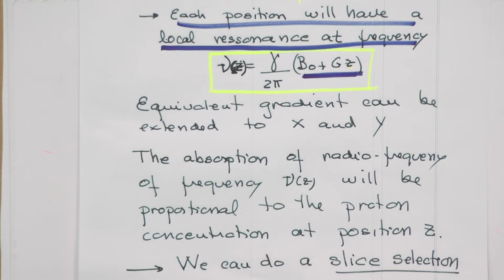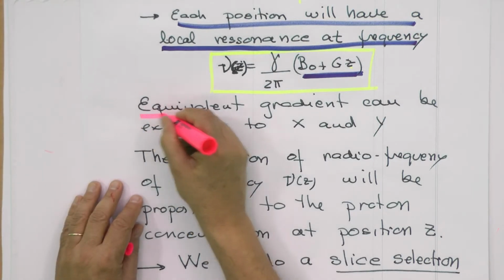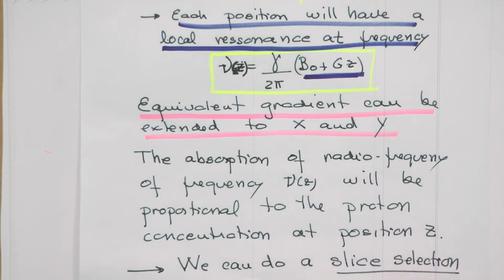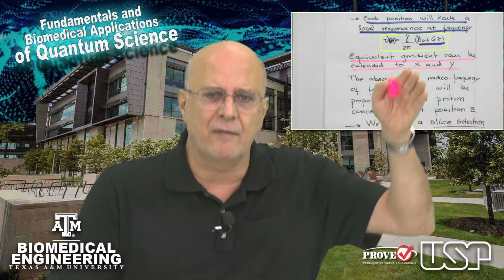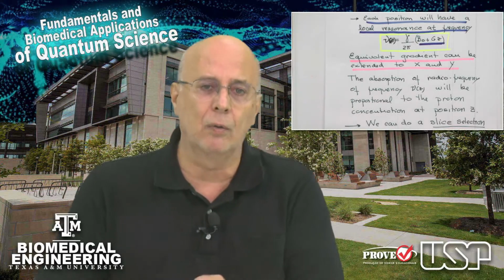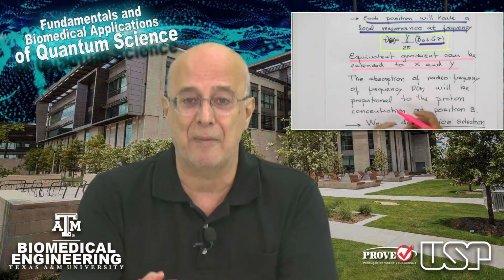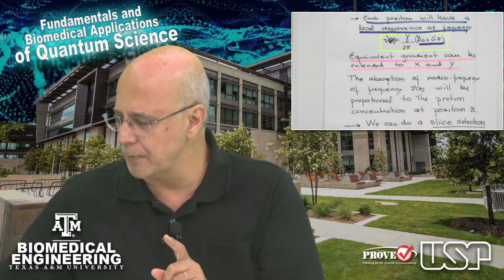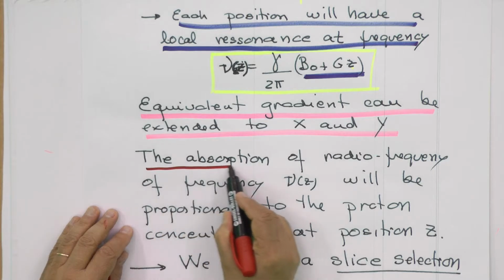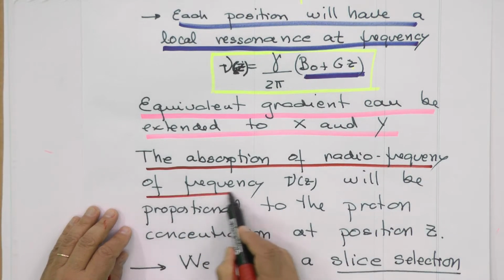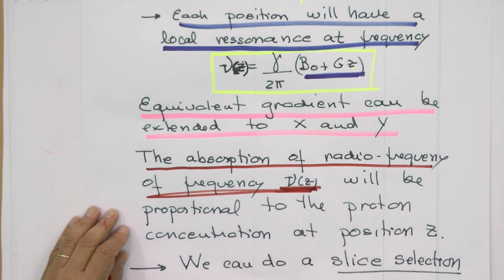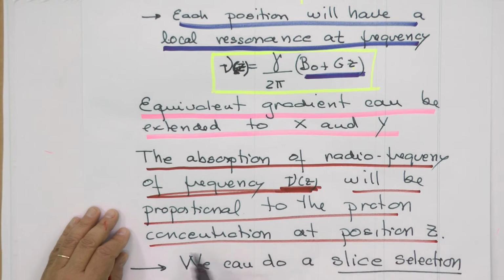Of course, we cannot forget that I can do equivalent gradients in the other directions, x and y. So I can map everything in z, then map everything in x, and then map everything in y. And I have a three-dimensional map of the hydrogen. By looking at the absorption, this is important, the absorption of the radio frequency of different frequencies that now depends on z, will be proportional to the proton concentration at position z.